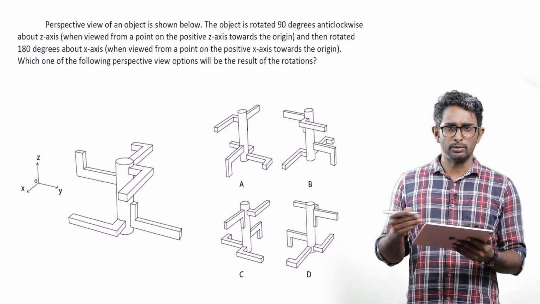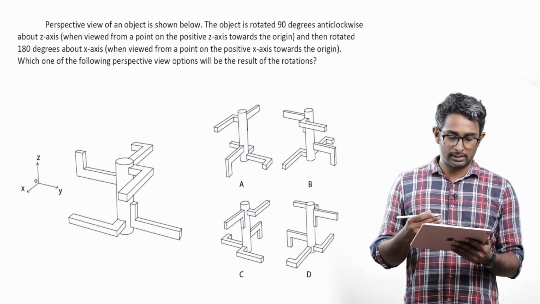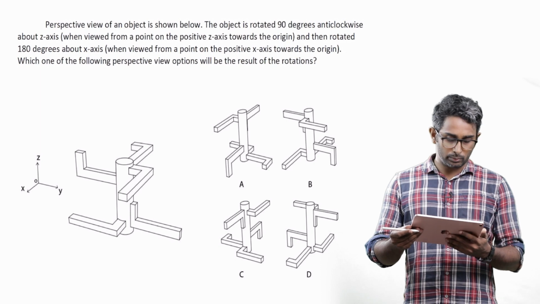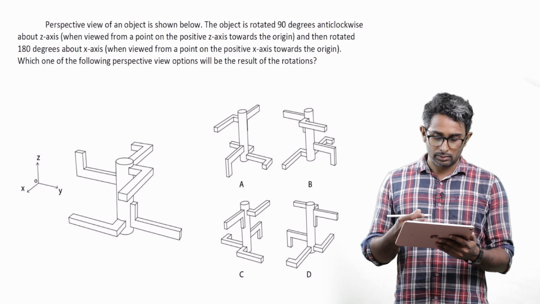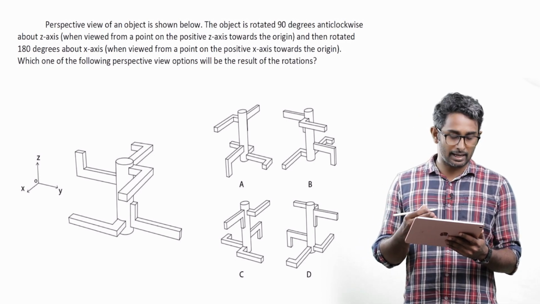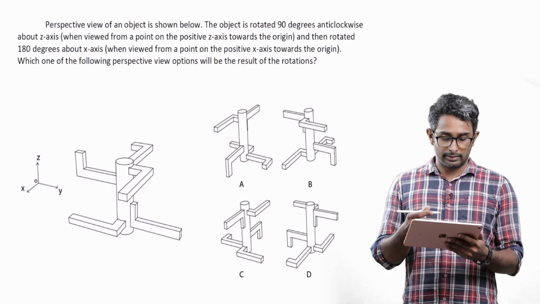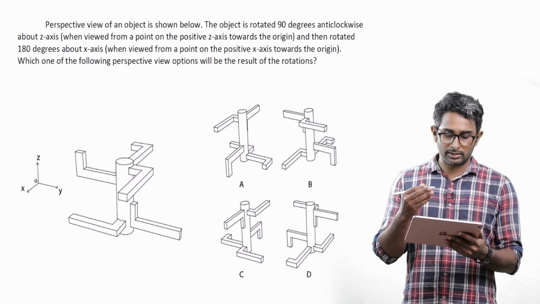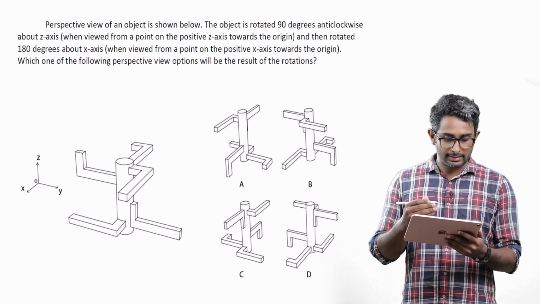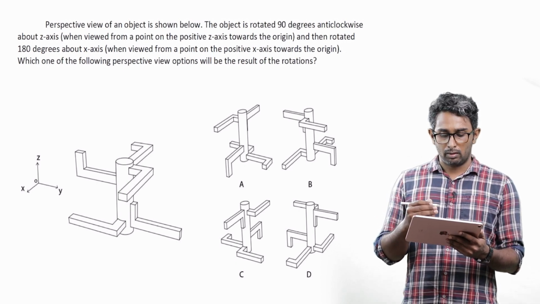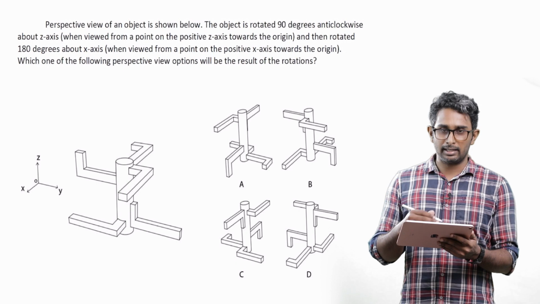So before going into the solution of this particular question, we have to understand the rotations here. There are two directions we have been given to rotate this 3D object. The first one is 90 degrees anti-clockwise about the z-axis, viewed from a point on the positive z-axis towards the origin, and then rotated 180 degrees about the x-axis, viewed from a point on the positive x-axis towards the origin. So let's try to draw this and understand it.